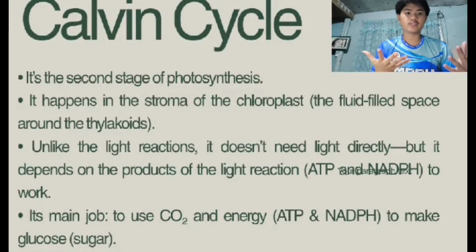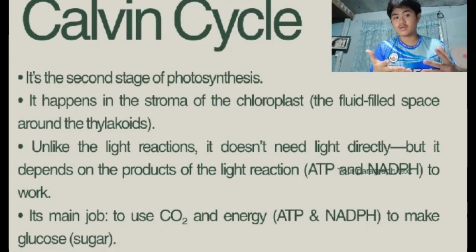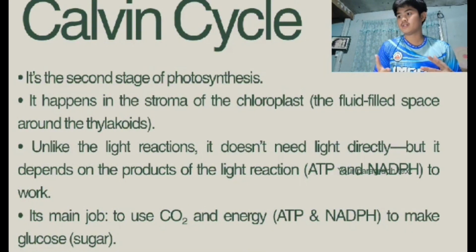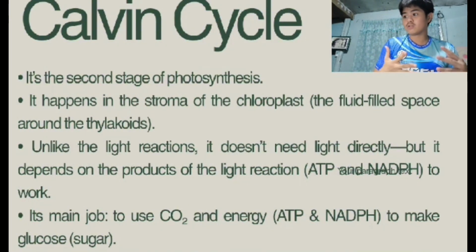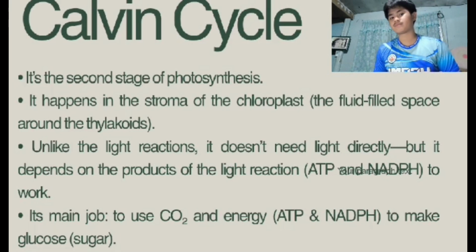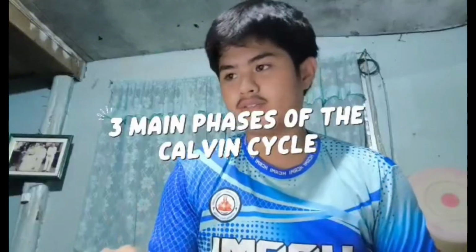So, its main job is to use CO2, or carbon dioxide, and energy, which is the ATP and NADPH, to make glucose or sugar. So, let's proceed to the three main phases of the Calvin cycle.